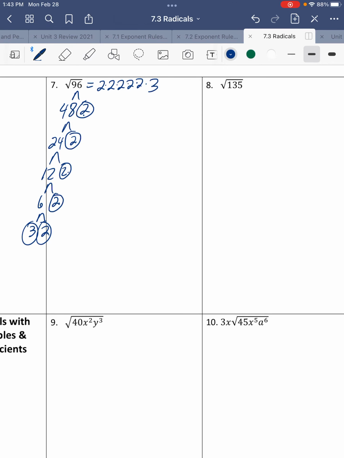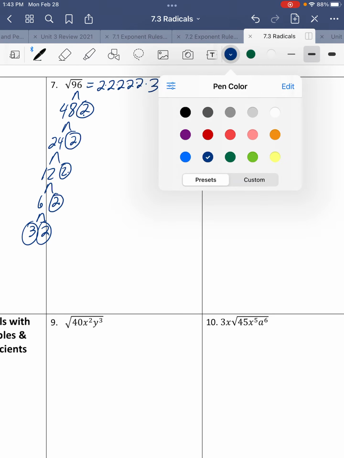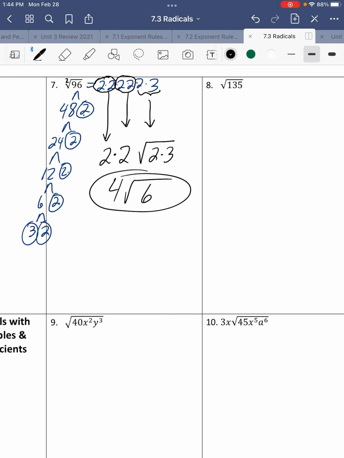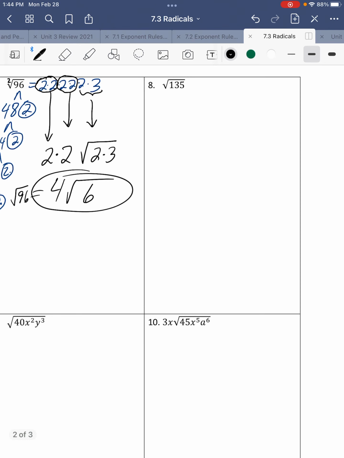We're then going to look at grouping. So our next step is to group. So we have a square root, so it's grouping of 2. So 2 and another 2, and that's it. So a 2 is going to come out. Another 2 is going to come out. Those are going to be multiplied. And the 2 times 3 is going to stay underneath the radical. It's the square root, so it's going to be 2 times 3. 2 times 2 on the outside is 4. 2 times 3 is 6. So the square root of 96 simplifies to 4 square root of 6.